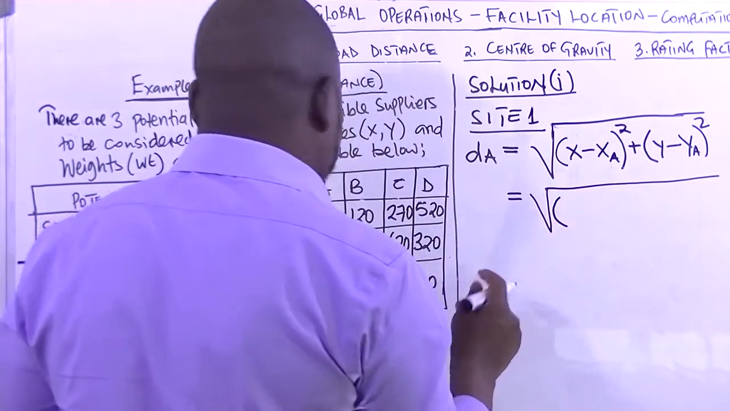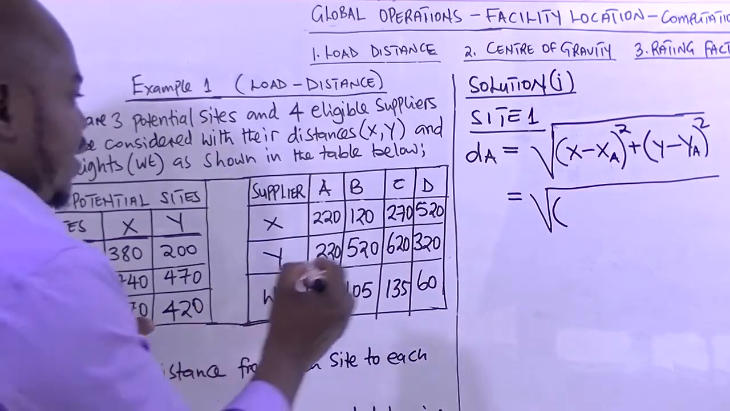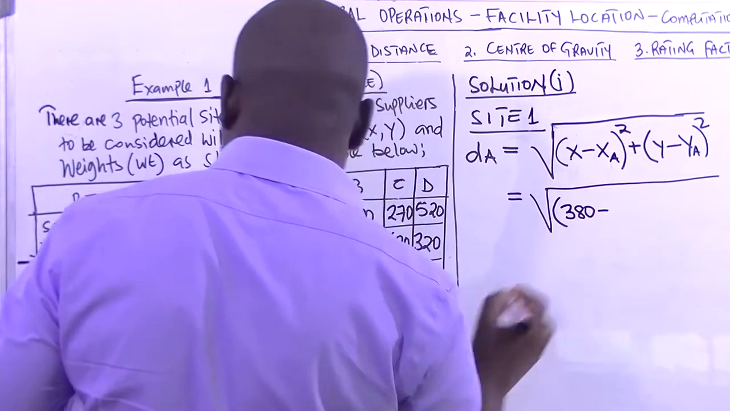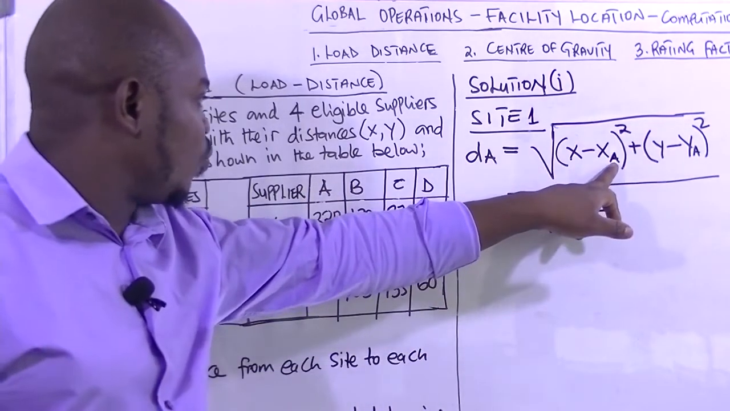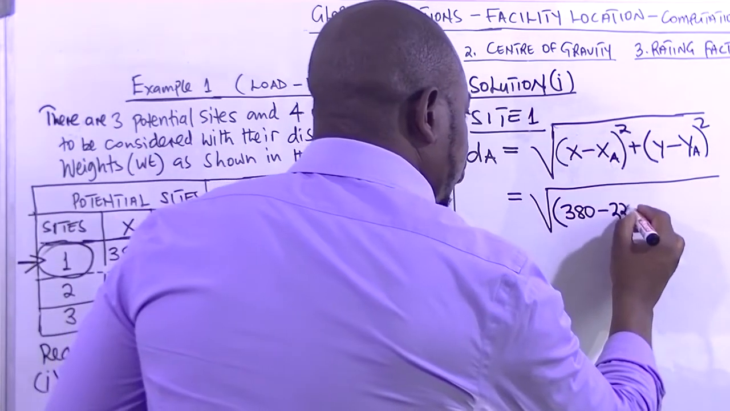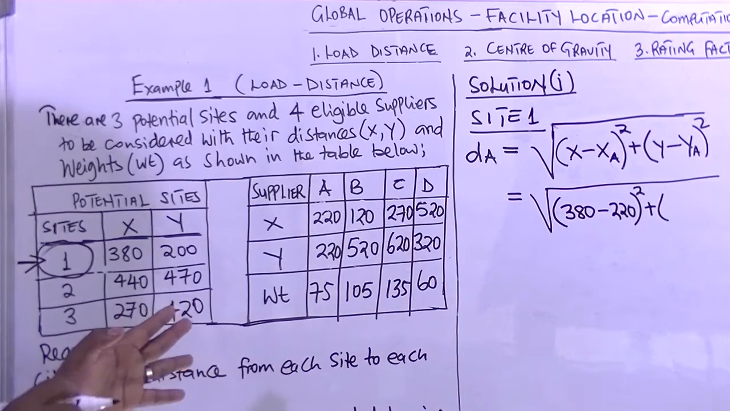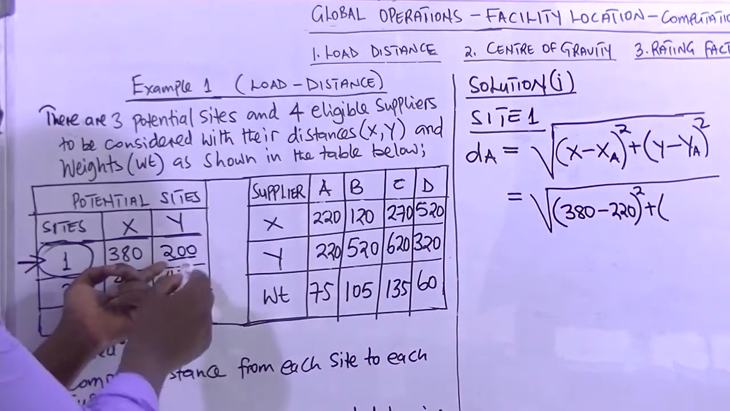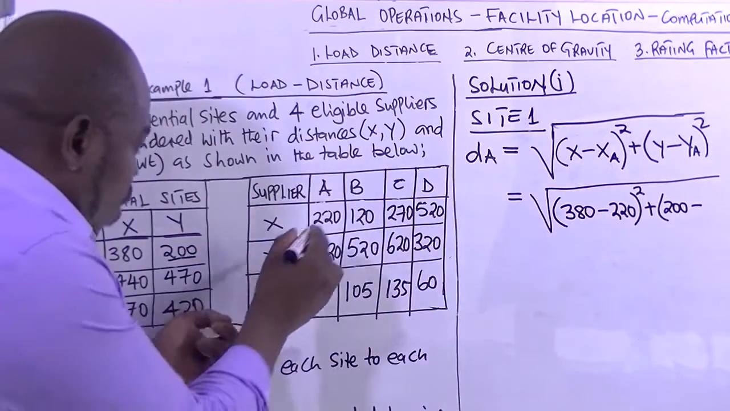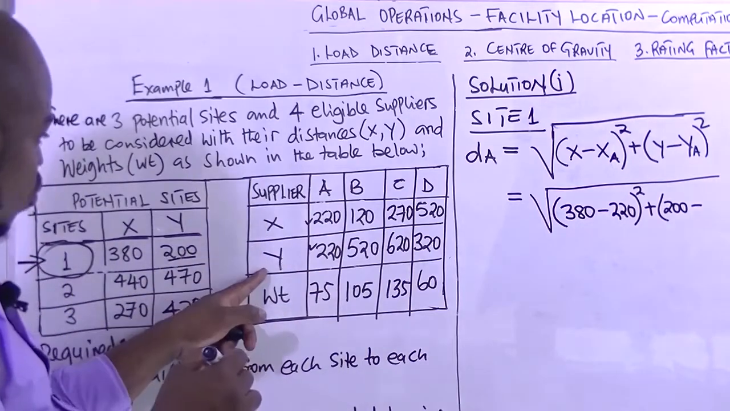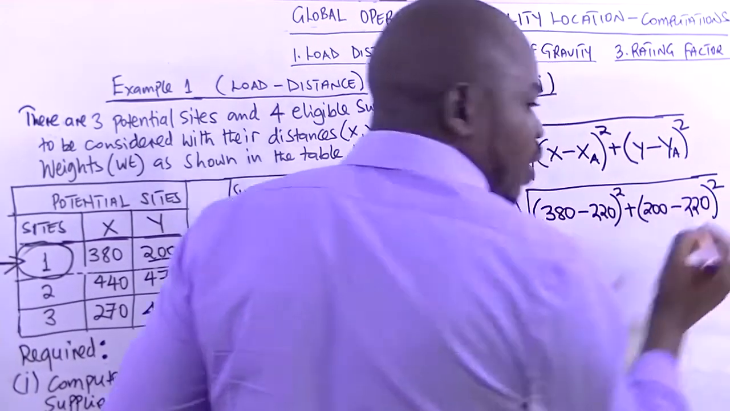So we have open brackets there. The x is the x which pertains to site one, which is 380. So I have my 380 here, minus the x which pertains to supplier A, which is 220, and then I'll square this, plus open brackets, and then I'll go to the y part. We are still dealing with site one, so the y we still maintain will be 200 here, minus the y for A. This is x, this is y, x, y, and this is A. So the y for A is that one, 220. And then I'll square it like that.